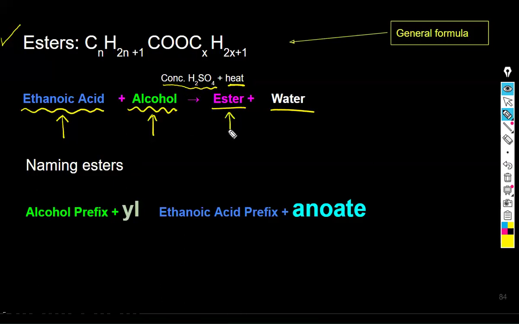Now, when you're naming esters, since an ester is made by combining an ethanoic acid and an alcohol, one piece of the name will come from the alcohol used to make it, and one piece will come from the ethanoic acid that was used to make it. The name starts with the alcohol prefix. Don't worry, you'll remember the prefixes: eth, meth, prop, but, pent, hex. Those are prefixes. The alcohol part of the name comes first, and it will always end with "yl", then a space, and the ethanoic acid prefix comes after and ends with "anoate".